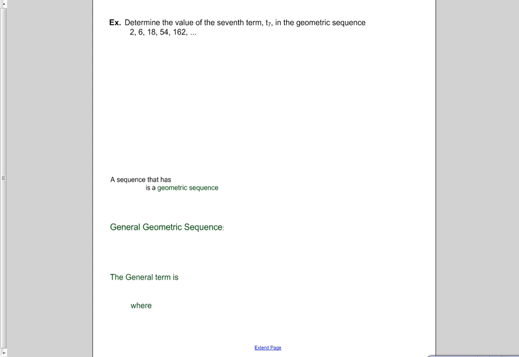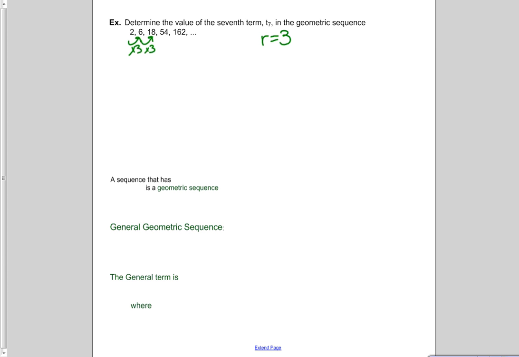Determine the value of the 7th term in the geometric sequence 2, 6, 18, 54, 162. I can write these out. I've got 5 of them. So the next term, I am tripling. All right, I found my ratio. I've started with the number 2, and I am tripling each time.